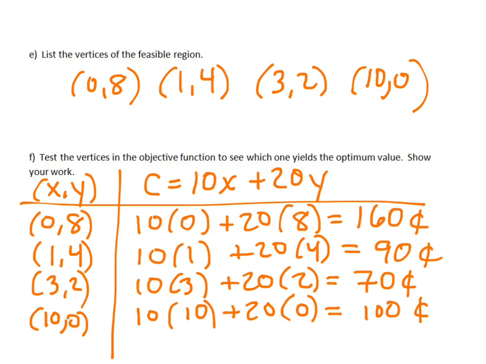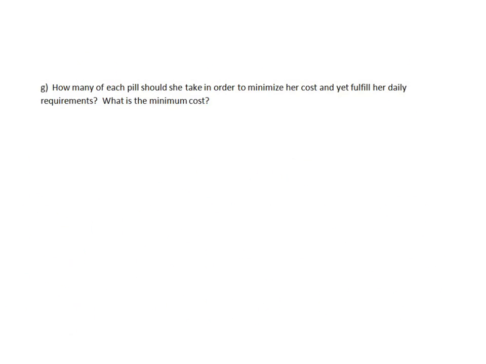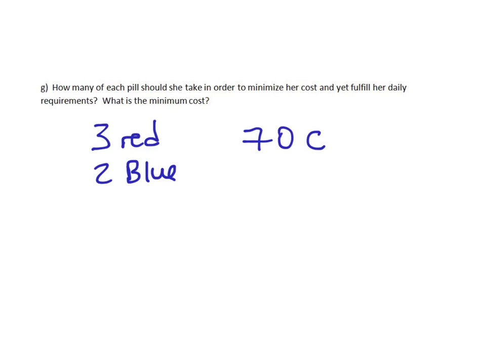Alright, so it looks like we do have a minimum out of these 4. Okay, the 3, 2 giving us a minimum cost of 70 cents. Alright, so 3 red pills, 2 blue pills. Alright, and the minimum cost would be 70 cents. And that's it for example 3.